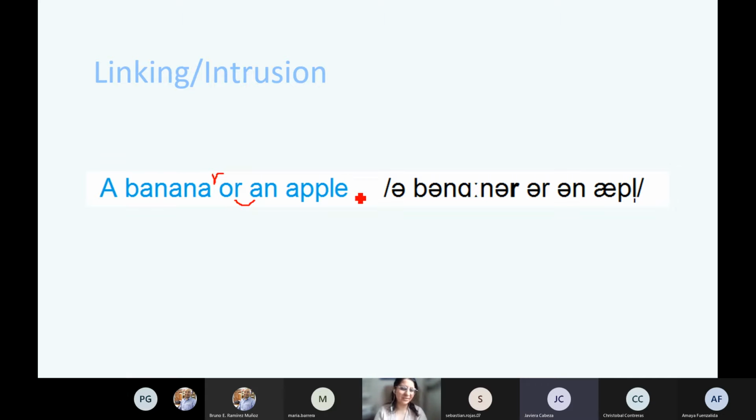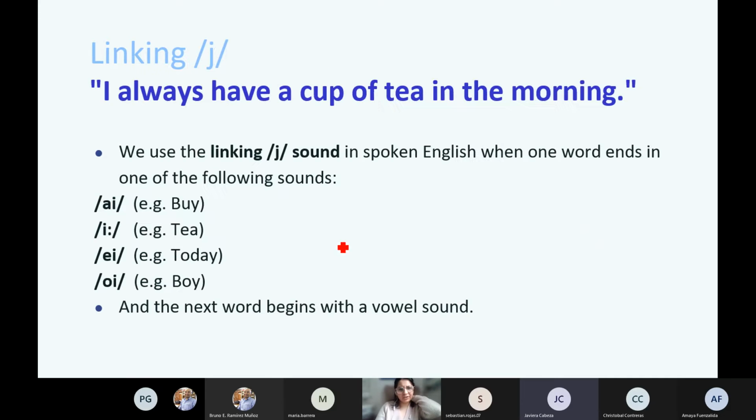Here was the phonetic transcription, so you can see the intrusive R and the linking R. Because usually with non-rhotic accents they say o instead of saying or. They say o instead of or. So yeah, that's it. And now we are going to move on to another feature, which is the linking J.